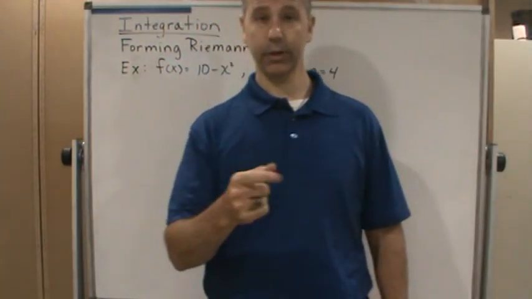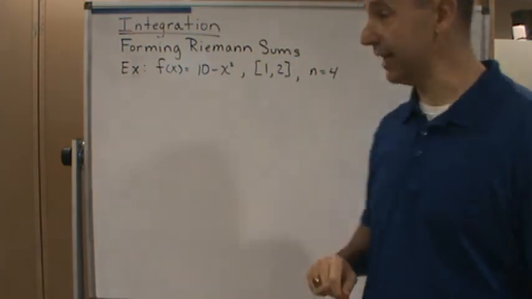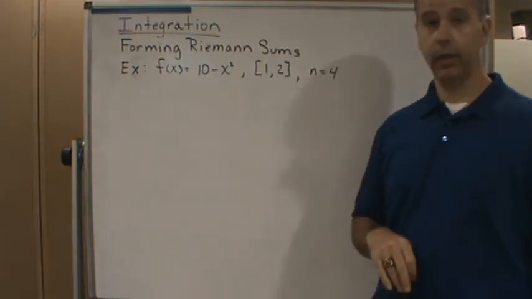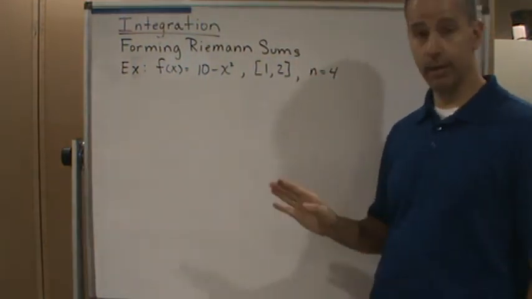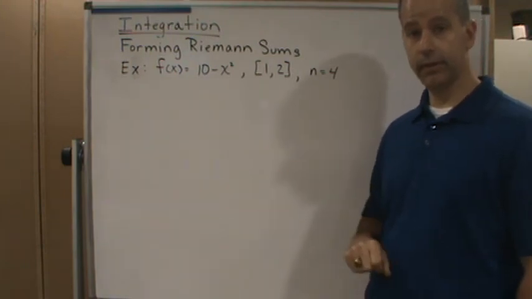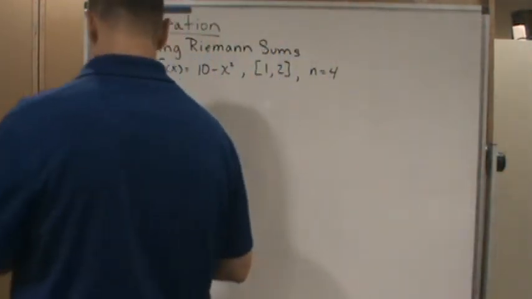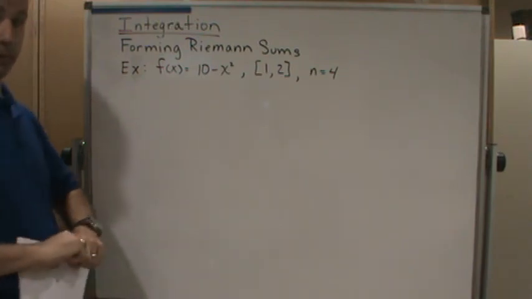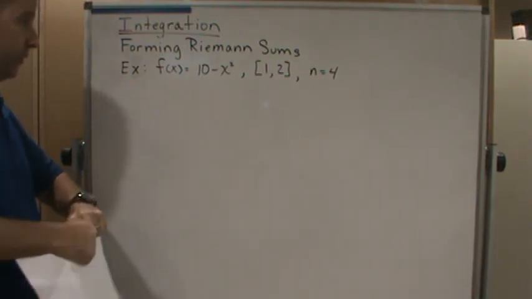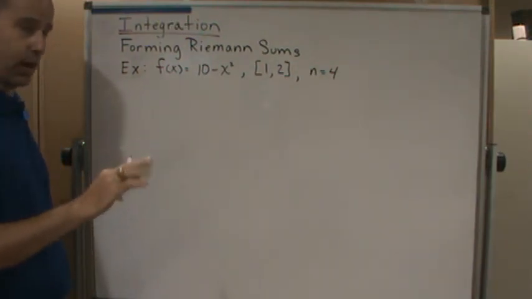Okay, welcome back, and now we're going to do an example, and in this example we're going to find the lower sum of this area. Okay, so we're going to find an underestimate. So how are we going to do that? Well, let's just go through the process.